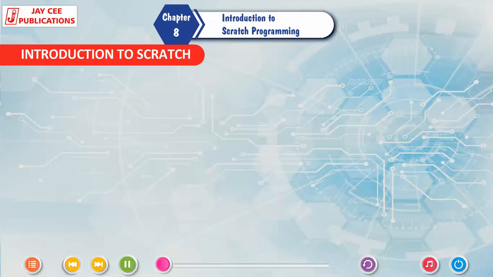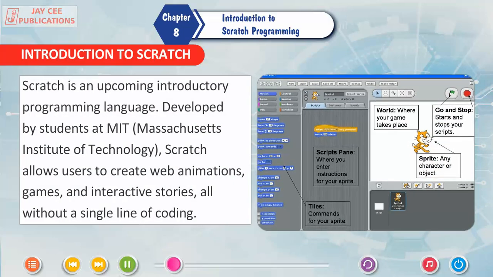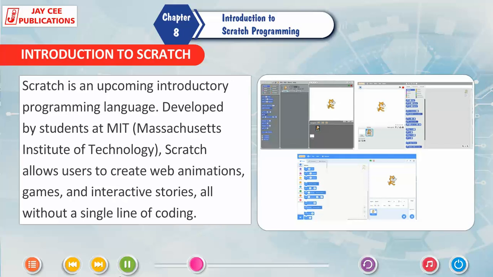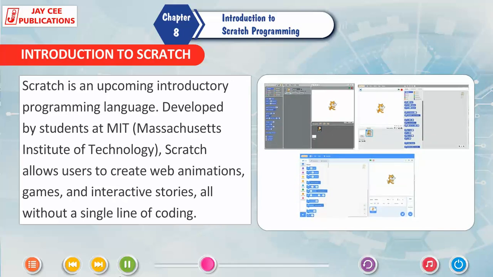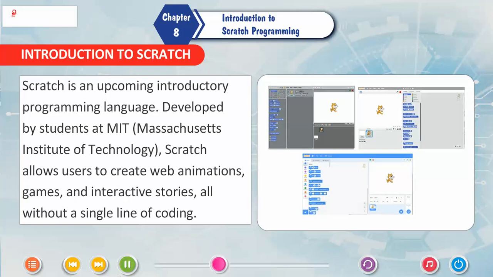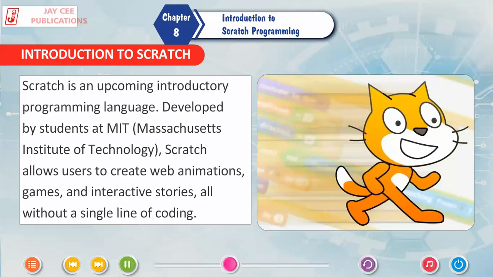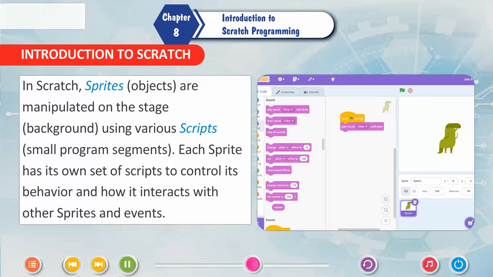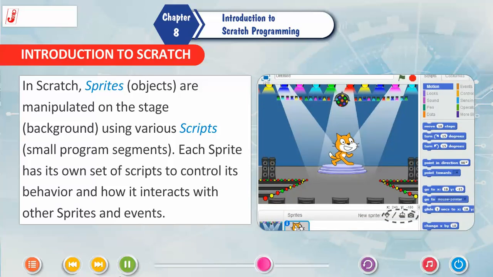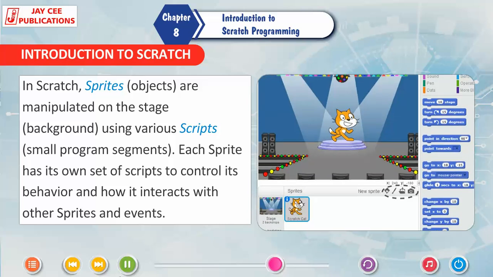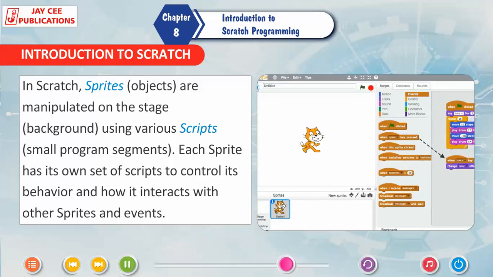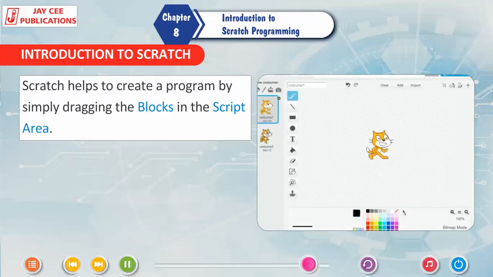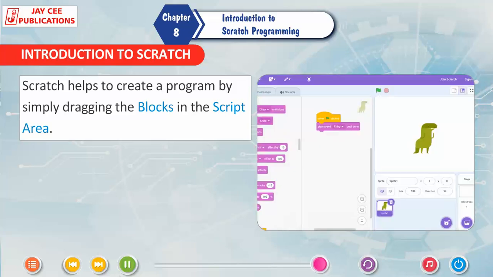Introduction to Scratch. Scratch is an upcoming introductory programming language developed by students at MIT, Massachusetts Institute of Technology. Scratch allows users to create web animations, games and interactive stories all without a single line of coding. In Scratch, sprites, objects are manipulated on the stage background using various scripts, small program segments. Each sprite has its own set of scripts to control its behavior and how it interacts with other sprites and events. Scratch helps to create a program by simply dragging the blocks in the sprite area.